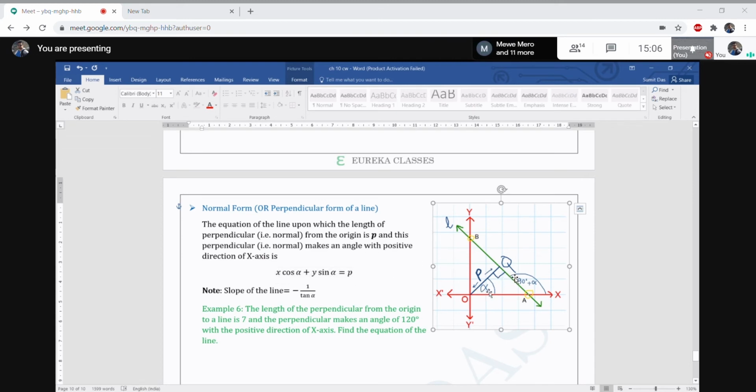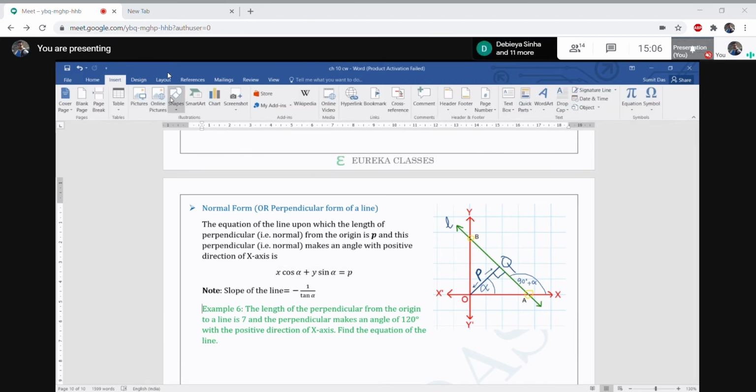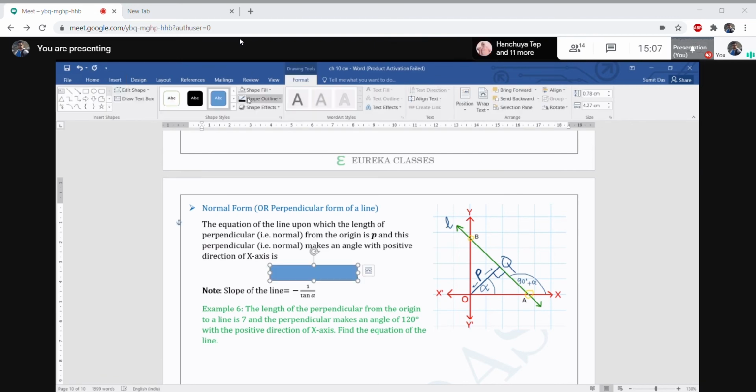What is alpha? Alpha is the angle the normal makes with the x-axis. P is the length of the normal, the perpendicular distance from the origin. I'll make a note and explain why it is so. So the equation will be this. This is a very, very important equation, and it is one of the most used in JEE also.